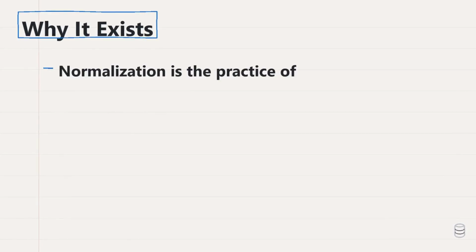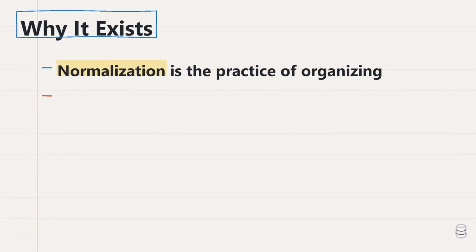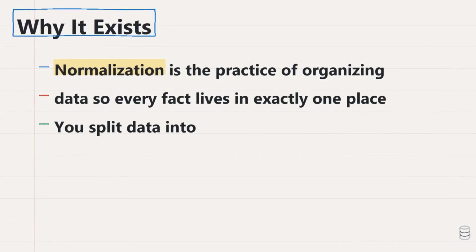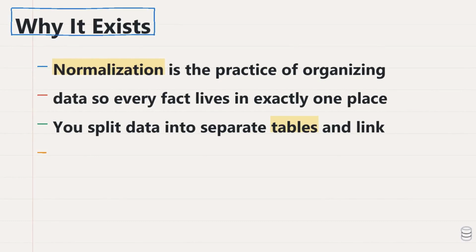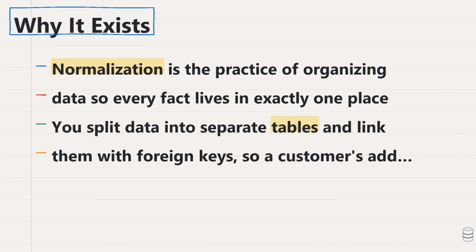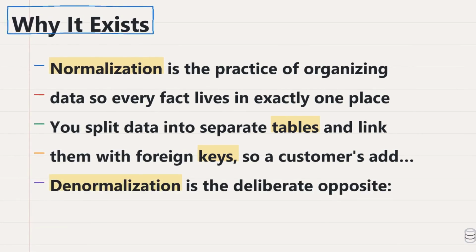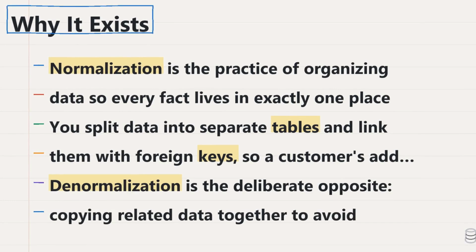Normalization is the practice of organizing data so every fact lives in exactly one place. You split data into separate tables and link them with foreign keys, so a customer's address is stored once in a customer's table and referenced by every order. Denormalization is the deliberate opposite, copying related data together to avoid joins and make reads faster. Both are tools, and the art is knowing when each one pays off.